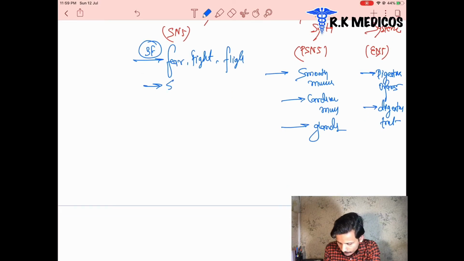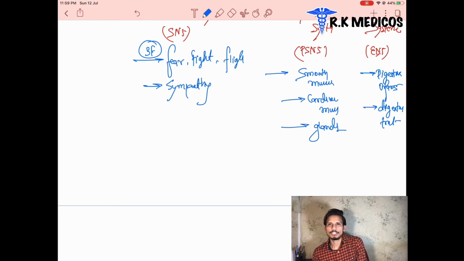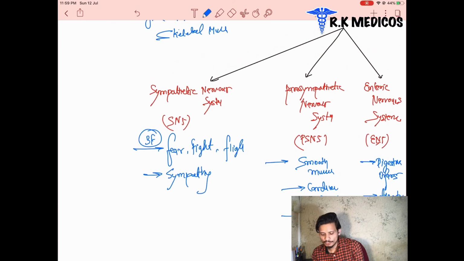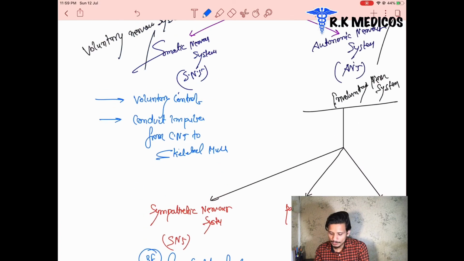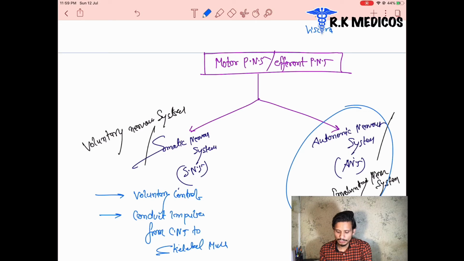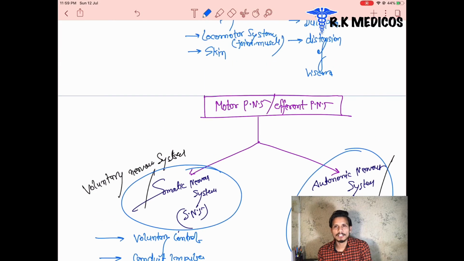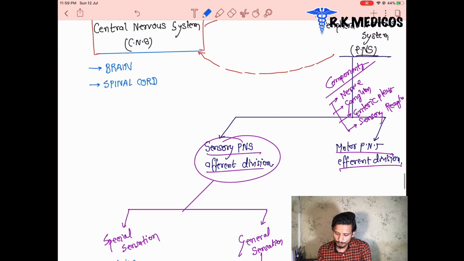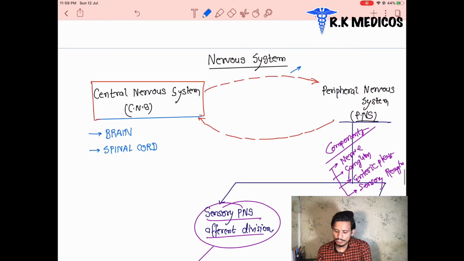Next we can also see they are related with sympathy. When anything happens to the person due to sympathetic activity or emotional behavior, then the sympathetic nervous system is working. Sympathetic, parasympathetic and enteric nervous systems are all part of our autonomic nervous system, and this autonomic nervous system or the somatic nervous system are the parts of the motor peripheral nervous system. And the motor peripheral nervous system is part of the PNS, the peripheral nervous system.